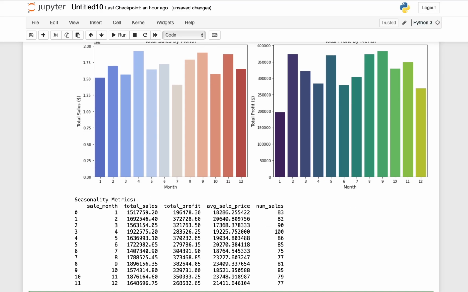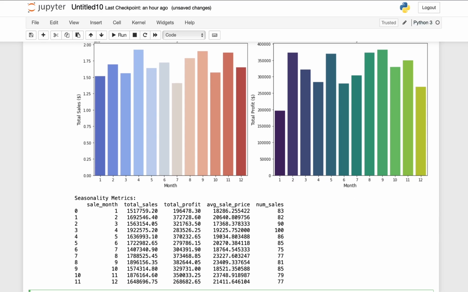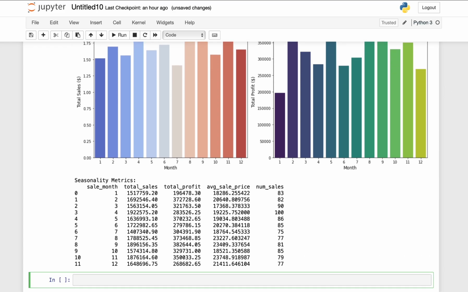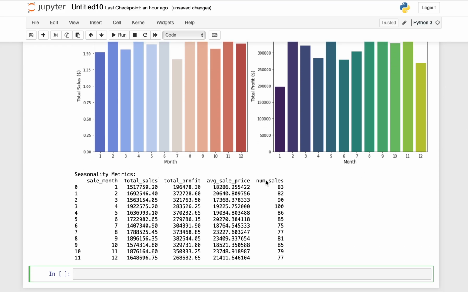Okay, let's take a look at this. So we can see we have two charts here. One of them is total sales by month, and the other one is total profit by month. And we have a seasonality matrix as well.